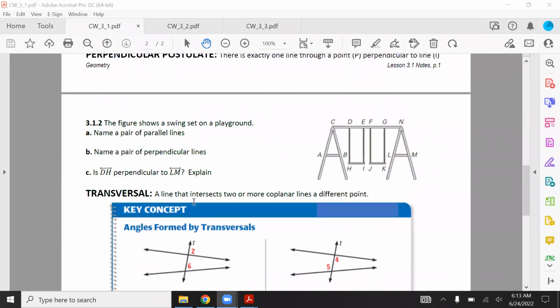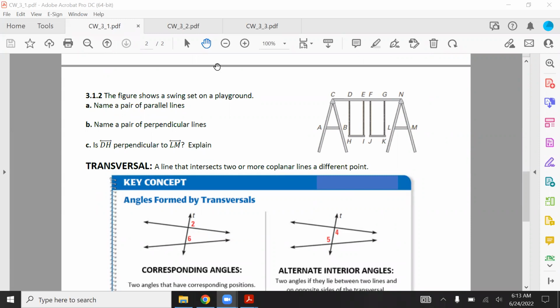Okay, here we got a swing set. And they're asked to name a pair of parallel lines, name a pair of perpendicular lines. Is DH perpendicular to LM? Explain. Okay, well, you could say CN is parallel to HI.